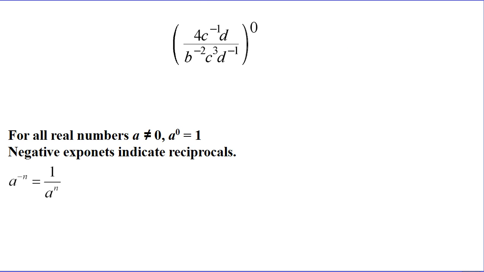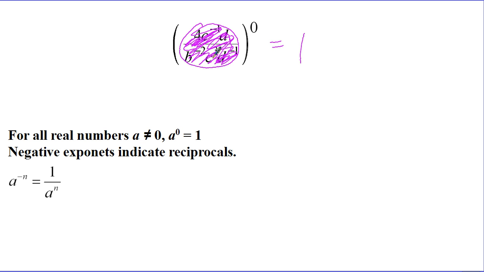The next problem, I could do lots of stuff. I'm just going to say the answer is 1. And the reason is that everything raised to the 0 power is always a 1. Notice that this whole package here doesn't really matter what's there as long as it's not 0.